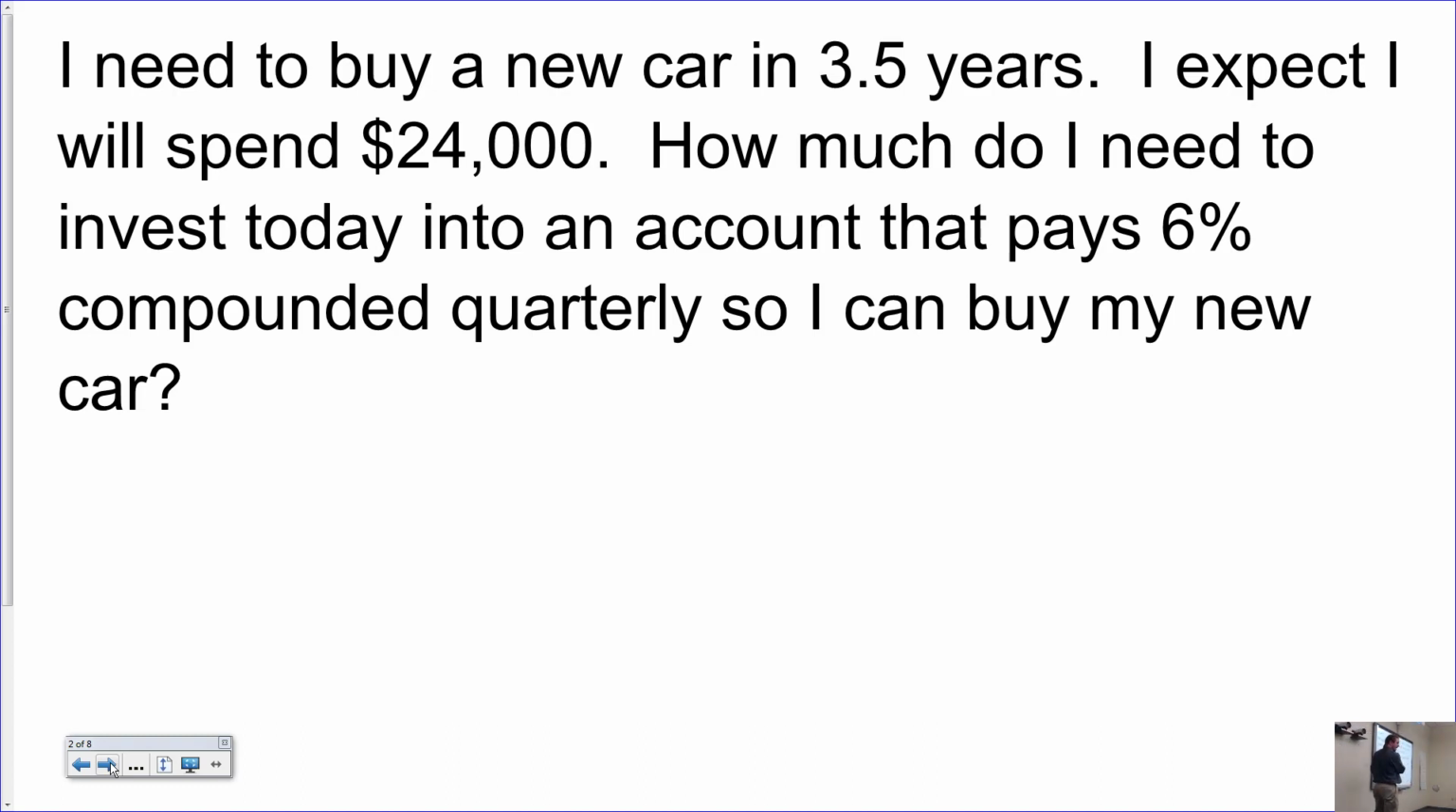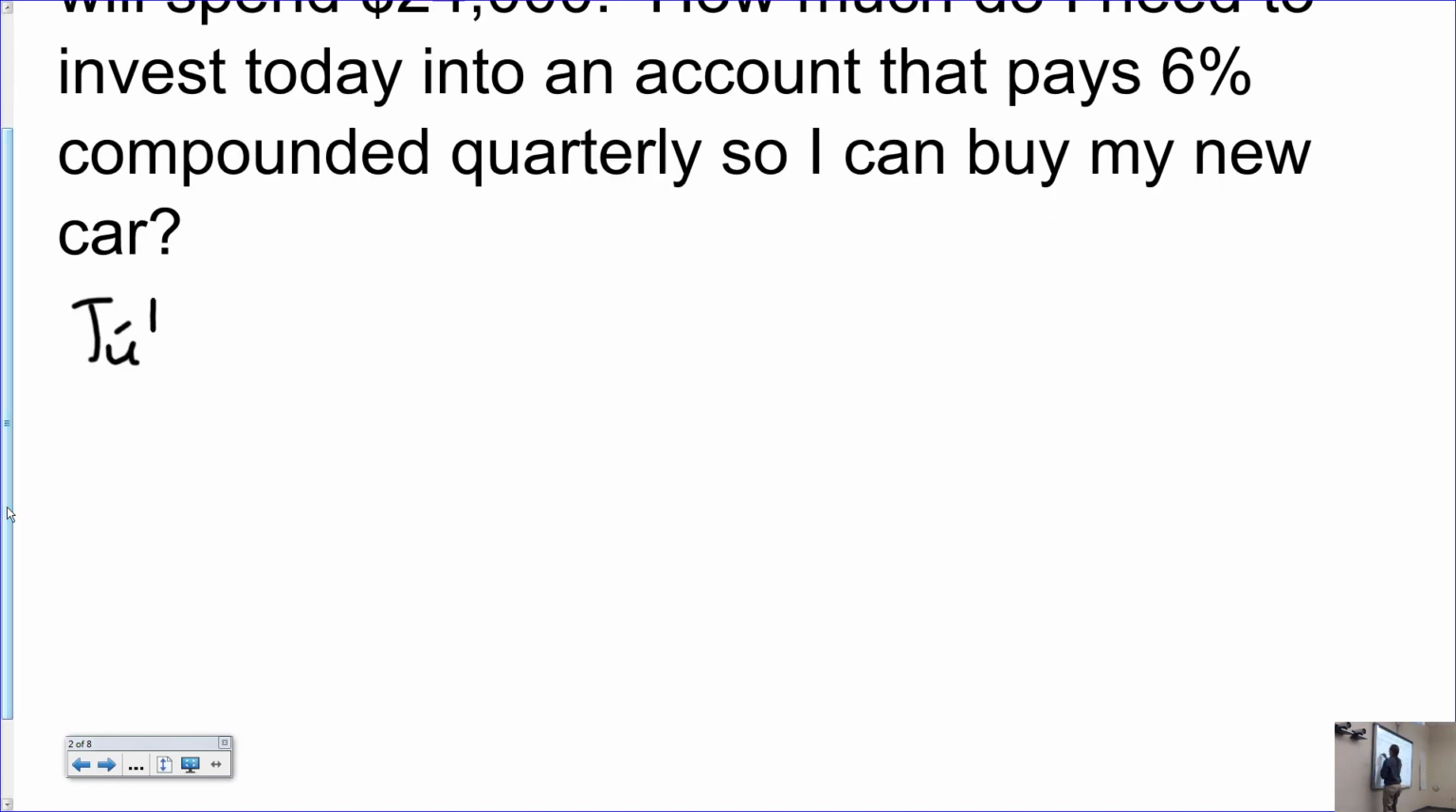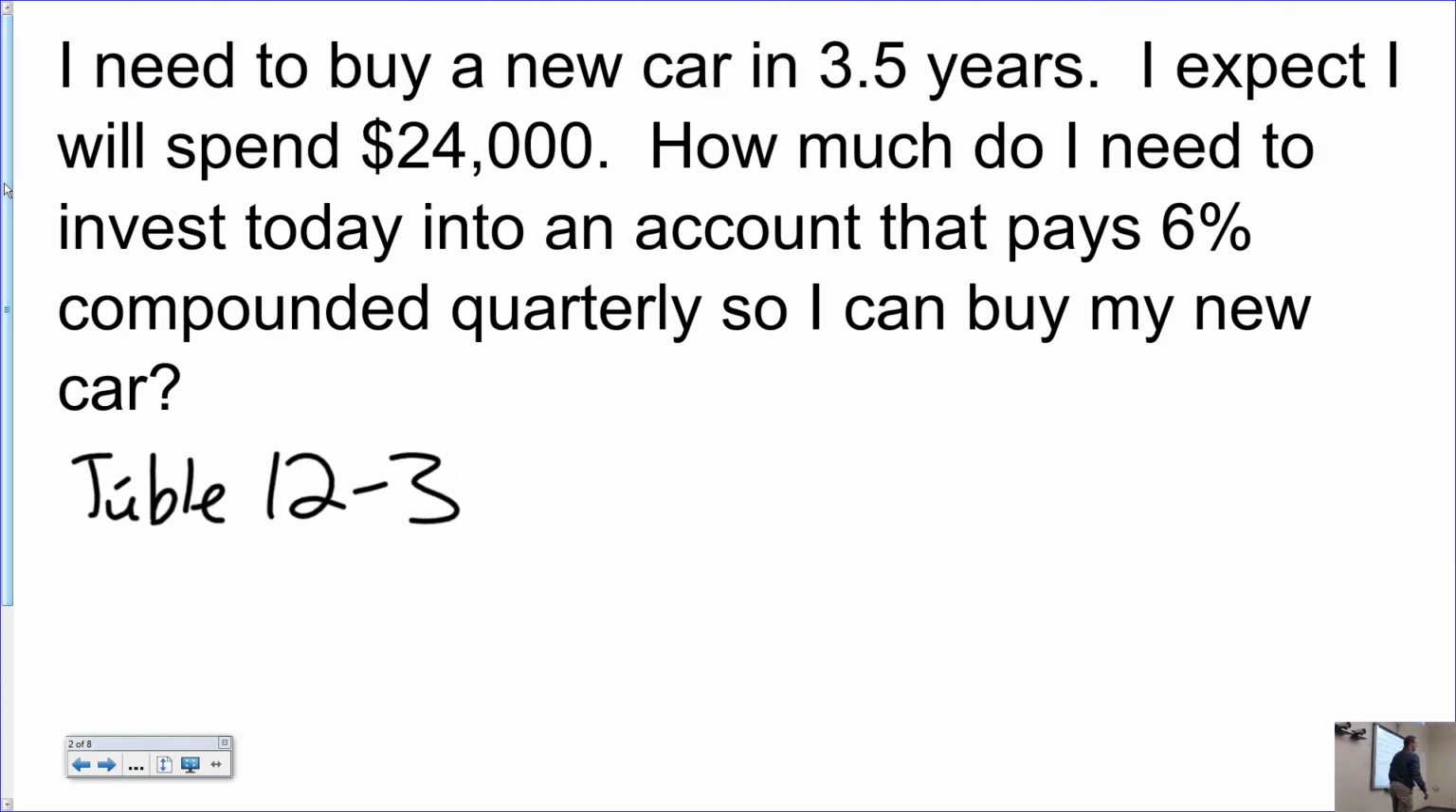So what kind of a problem is this, folks? The table 12-3. Awesome! Why is it 12-3? Because that's how you go back to the present, right? Exactly. So this is us looking 3.5 years in the future saying, hey, how much do we need back there? And we walk back there and say, oh, I don't know. Use table 12-3.